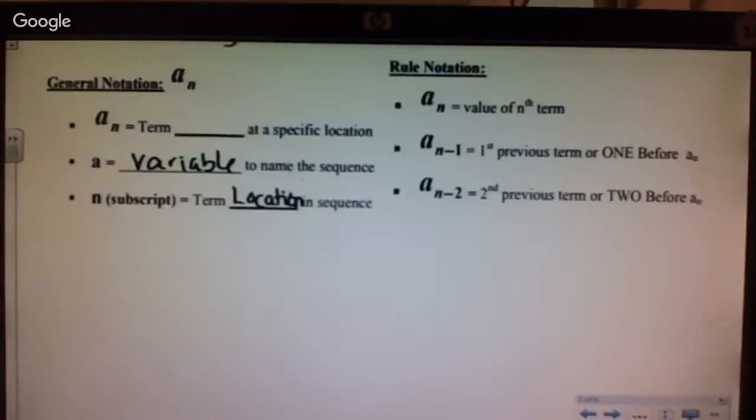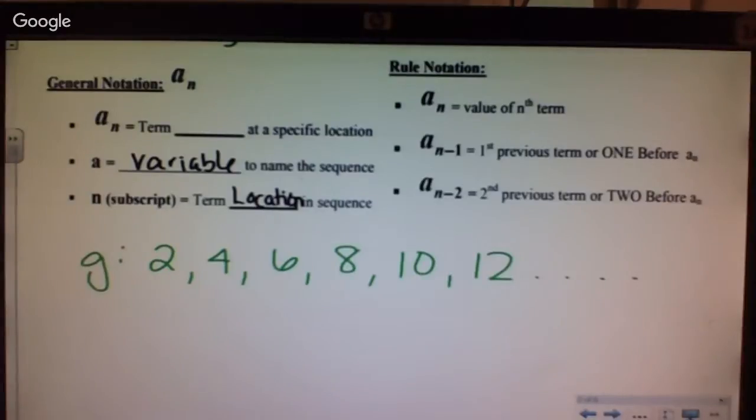Your location in the sequence, please. So, in other words, if I've got 2, 4, 6, 8, 10, 12, etc. What do you want to name this sequence? Pick a letter. G. Okay. This is sequence G. So that means that 2 is G sub 1. That means that 4 is G sub 2. This is G sub 3, G sub 4, and so on and so on.